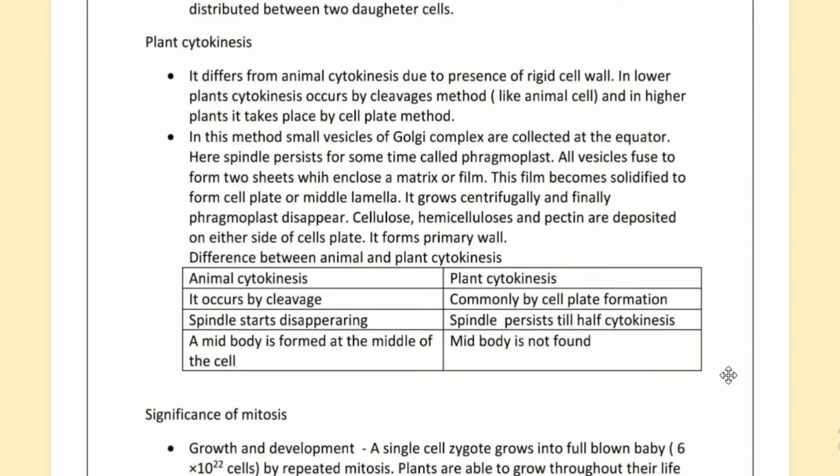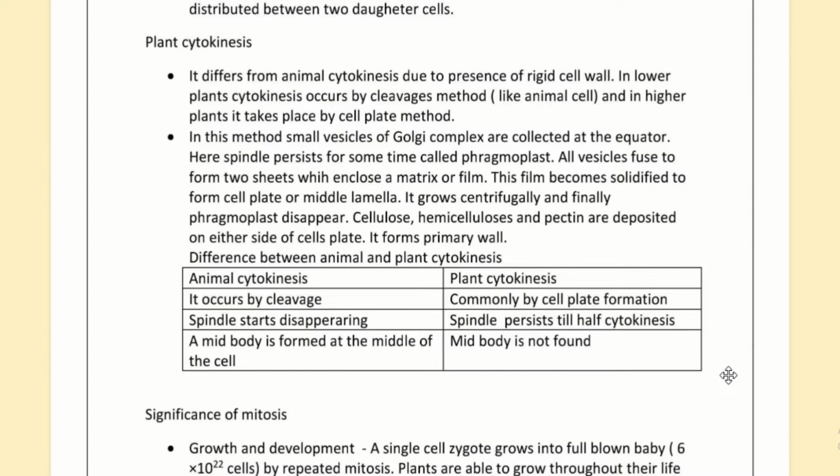Then we have plant cytokinesis. It differs from animal cytokinesis due to the presence of a rigid cell wall. In lower plants, cytokinesis occurs by the cleavage method, and in higher plants it takes place by the cell plate method.